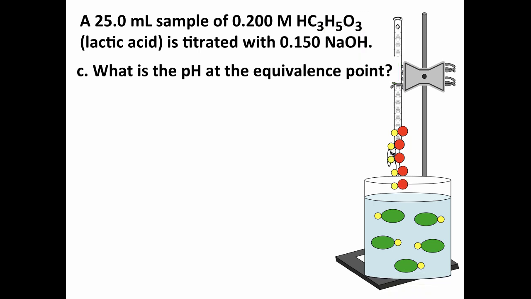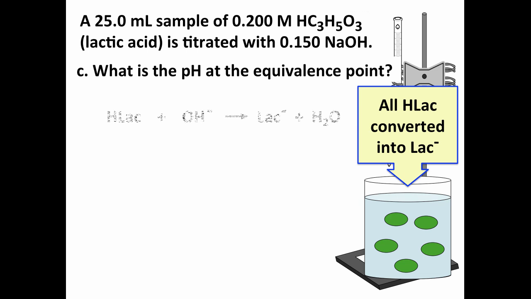Now, here's what we can visualize is happening. We have our NaOH, or our hydroxide, that's being added to our lactic acid. The hydroxides go in, grab a hydrogen ion off of a lactic acid, and form water, removing the hydrogen ion. The water goes into the solution, and all of the lactic acid has been converted into lactate ion. Now, the reaction between lactic acid and hydroxide makes lactate and water. So we've done this before, and now we'll track again.